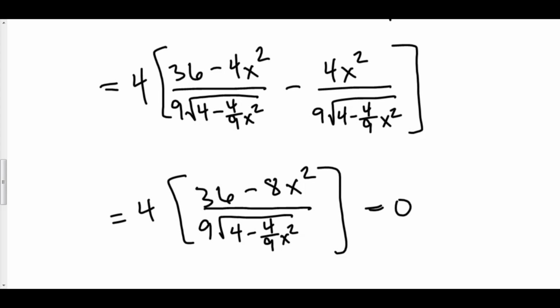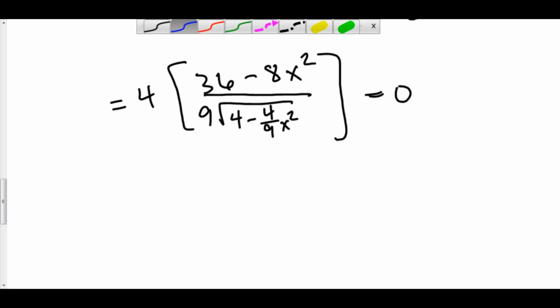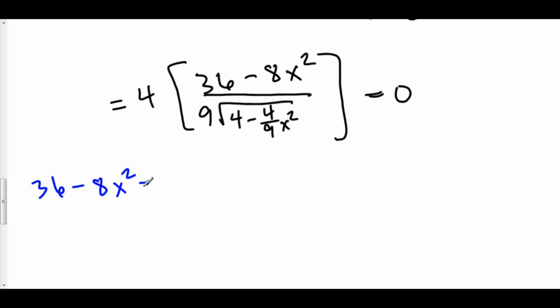Now that we've found a prime, we can find the critical points of a. To do this, we can set it equal to 0 or see where it's undefined. Now this is equal to 0 when the numerator is equal to 0, and it's undefined when our denominator is equal to 0. So, either 36 minus 8x squared is equal to 0, that will give us some critical points, and 4 minus 4 over 9 x squared equals 0 will also give us some critical points.